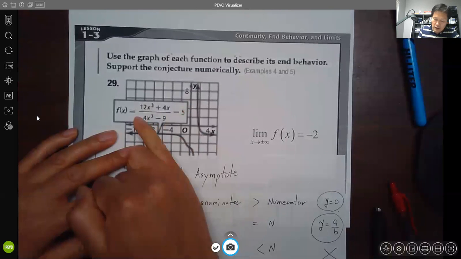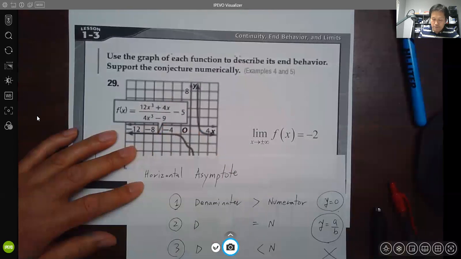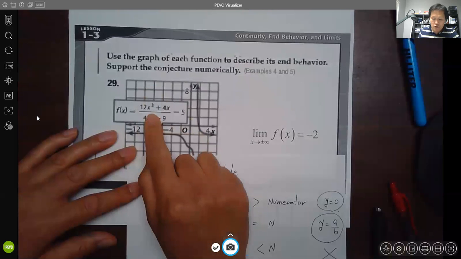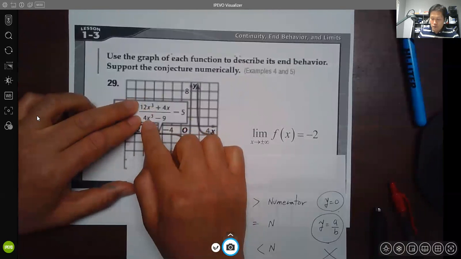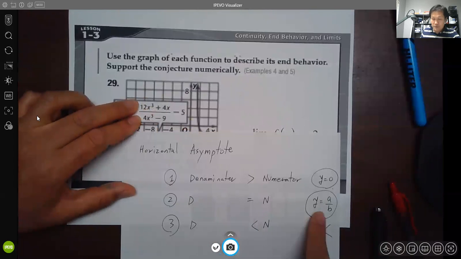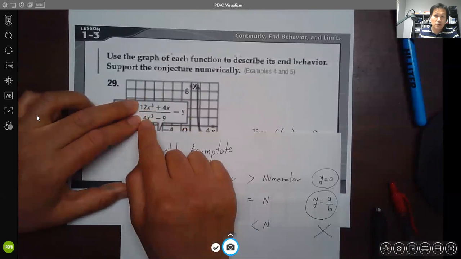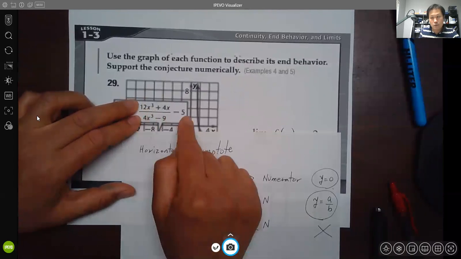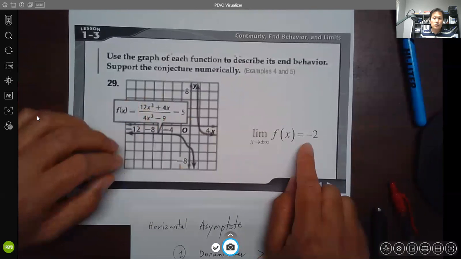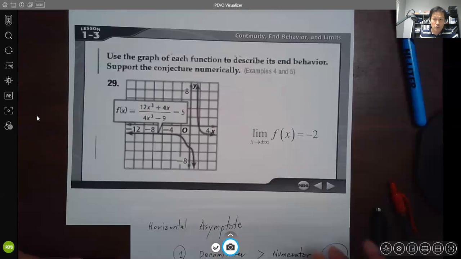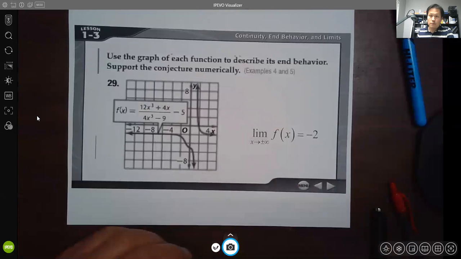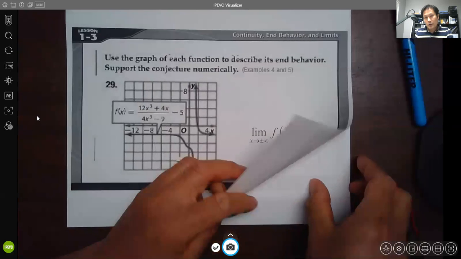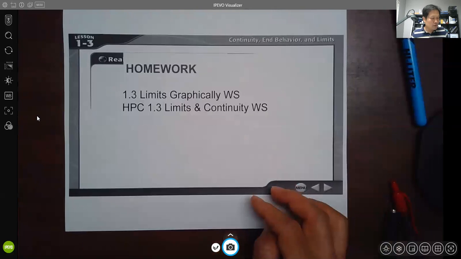Okay, so you can look at this one. The highest power on the numerator is 3, the highest power on the denominator is 3, so they are tied. So 12 over 4, this is the second case. 12 over 4 will give you 3. 3 minus 5 will be -2, and that's going to be the horizontal asymptote, and that will be the value for end behavior. So if you like the shortcut, you're welcome to use it.